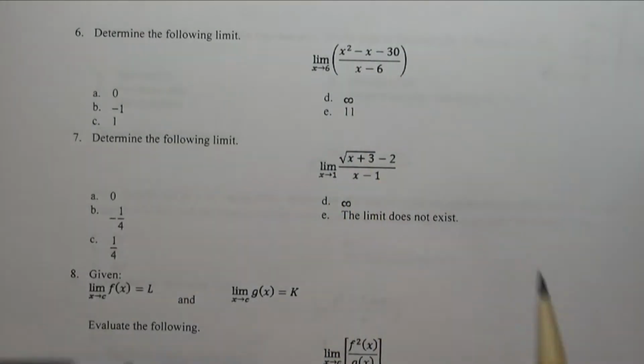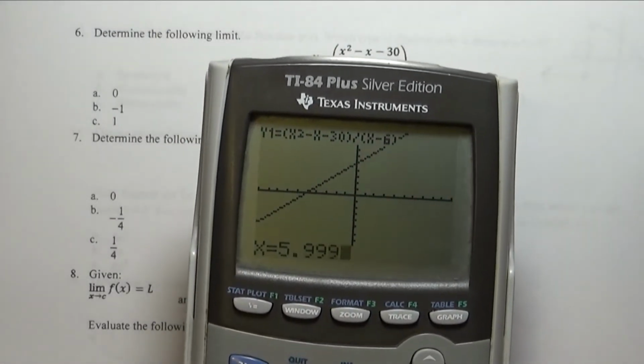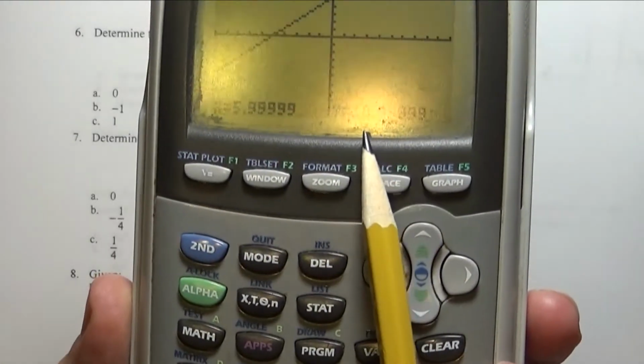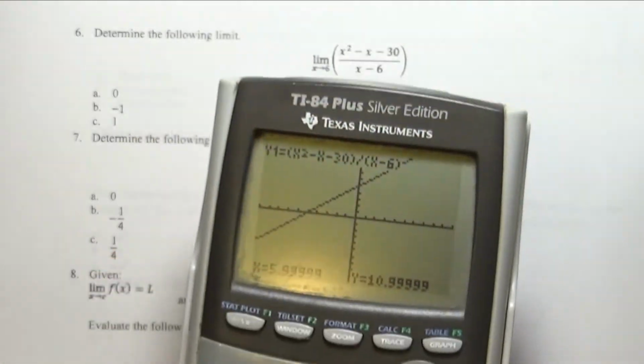What I do is I input really, really close to 6, 5.99999. That is on the left side. And what's my output get really close to? 11. Well, I'm not actually done.